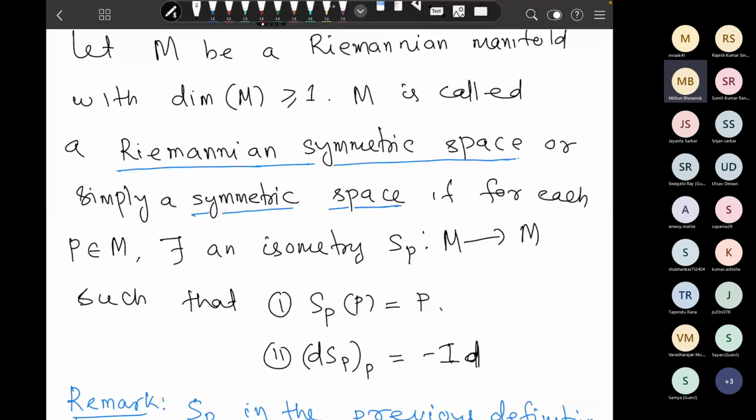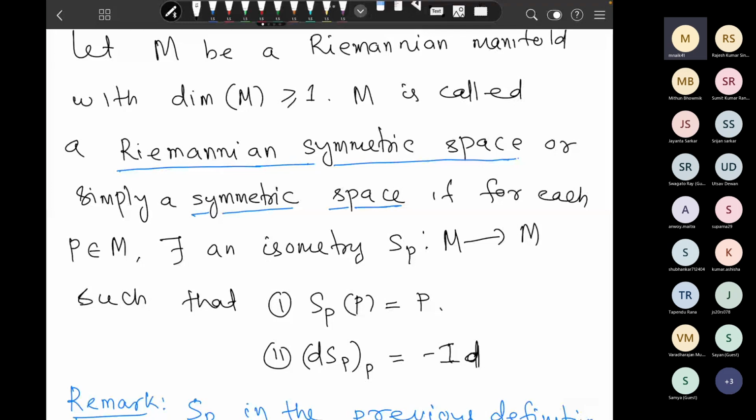Okay, so welcome back to lecture 18 on Riemannian symmetric space. Last lecture we saw the definition of a Riemannian symmetric space. So this is the definition. Let M be a Riemannian manifold with dimension of M greater than or equal to 1. Then M is called a Riemannian symmetric space, or simply a symmetric space, if for each p belonging to M there exists an isometry S_p from M to M so that S_p(p) is equal to p and dS_p at p is equal to minus of identity. That is to say that for each point p there exists a geodesic inversion at the point p.